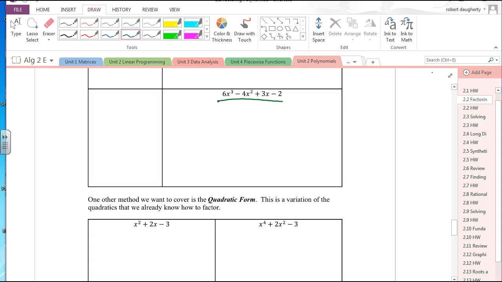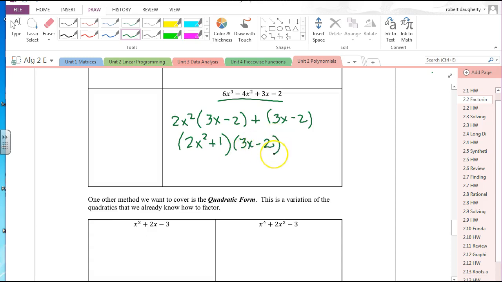What do the first 2 terms have in common? 2x squared. And then I'm left with what? 3x minus 2 plus 3x minus 2. Now what do they have in common? 3x minus 2. So this is what? 2x squared plus 1 times 3x minus 2. Okay, so grouping was all I needed to get this one factored.